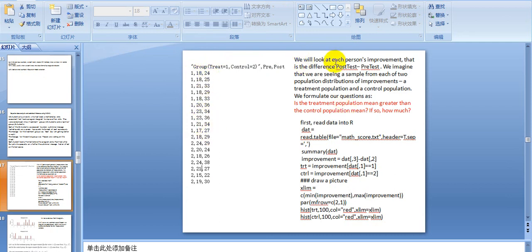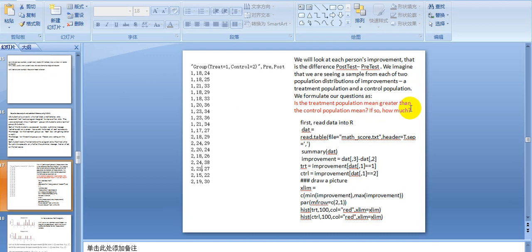We'll look at each person's improvement, that is the difference between the post-test and the pre-test. We imagine that we are seeing a sample from each of 2 population distributions of improvements, a treatment population and a control population. And we can formulate our question something like, is the treatment population mean greater than the control population mean? If so, how much?